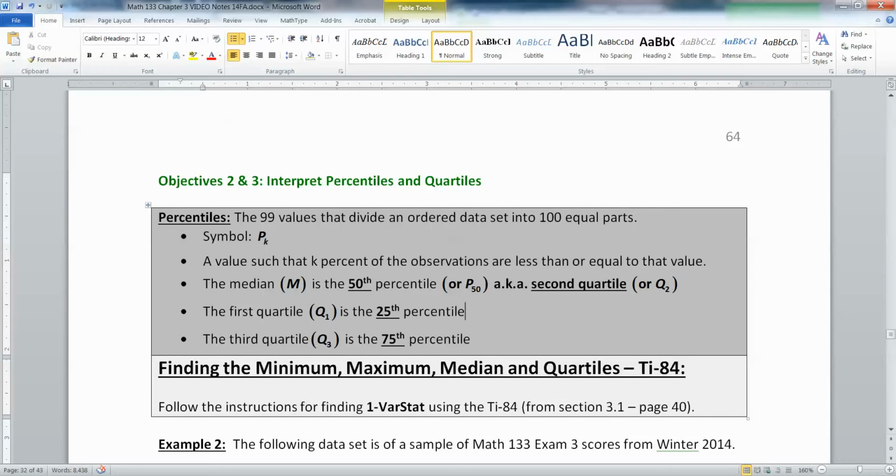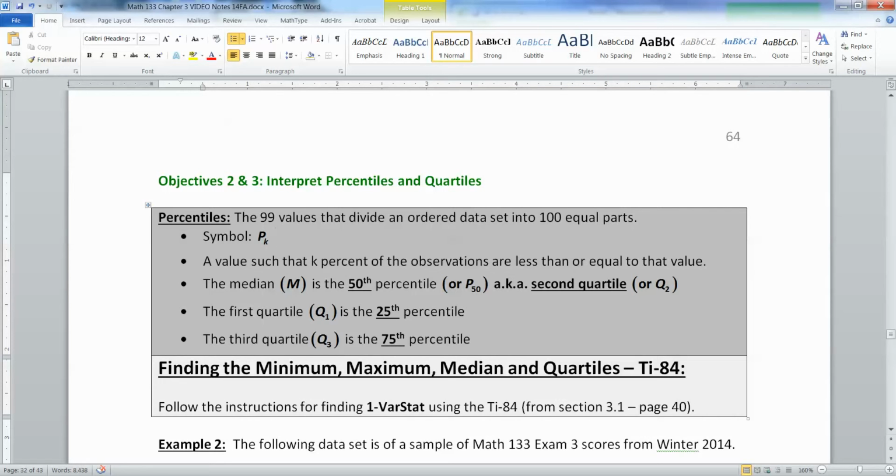All right, percentiles are the 99 values that divide an ordered data set into 100 equal parts. Now just think about that for a second. If you have a line and you want to divide it into 100 parts, you need 99 little dividing lines in order to make those 100 parts show up. Each of those little lines is called a percentile. Now the symbol for them is P sub k, but k is the percentage of the observations that are less than or equal to that value.